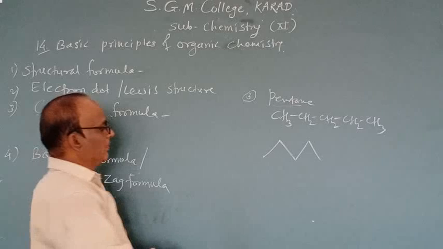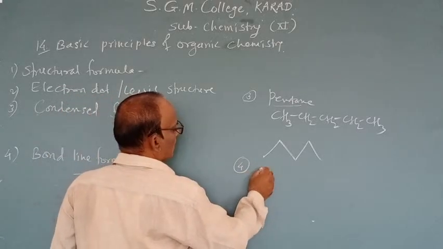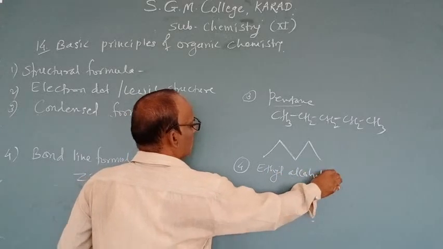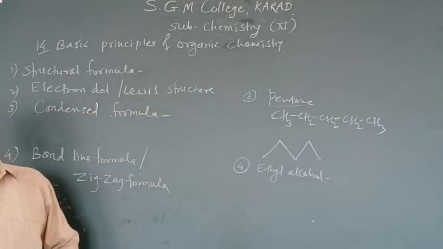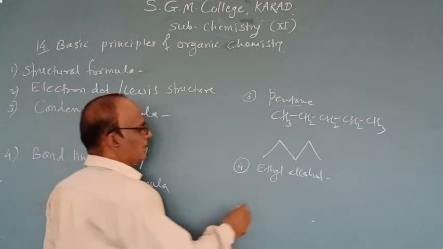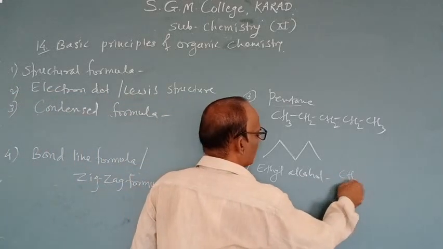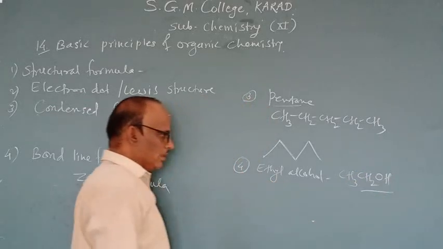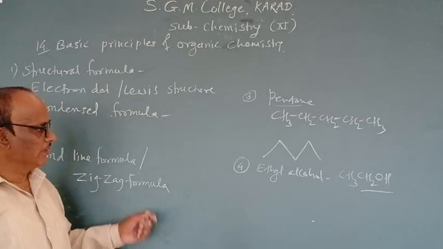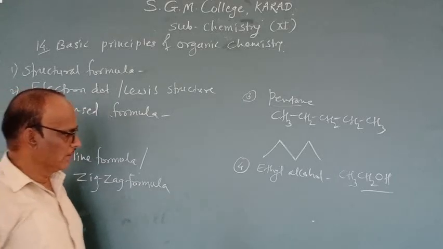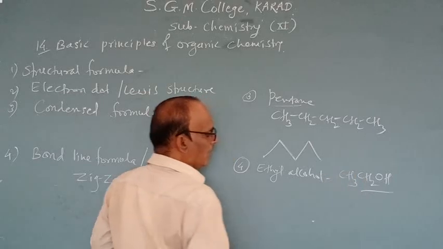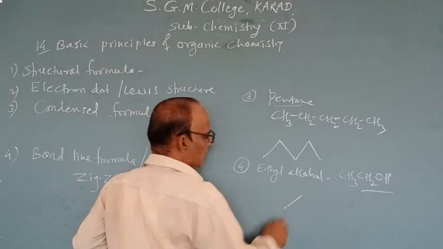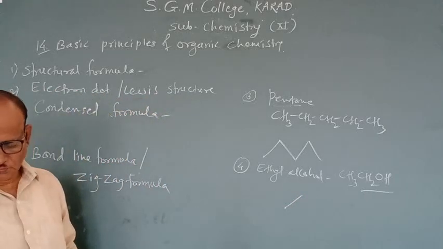We take another example, that is alcohol, ethyl alcohol. So in ethyl alcohol, which functional group is present? Alcohol means OH is present. So the molecular formula for this compound is CH3CH2OH. So how is this formula converted into a bond line formula? So there are 2 carbon atoms. Means this is the first carbon atom, CH3 group, and this is the second carbon atom.